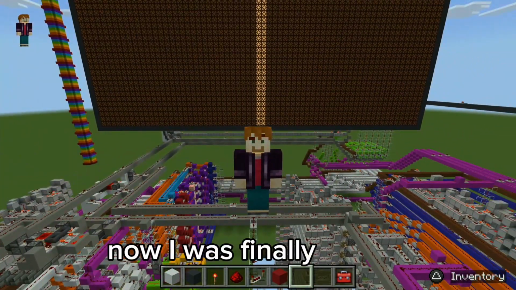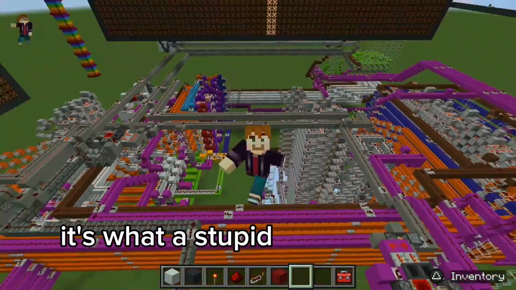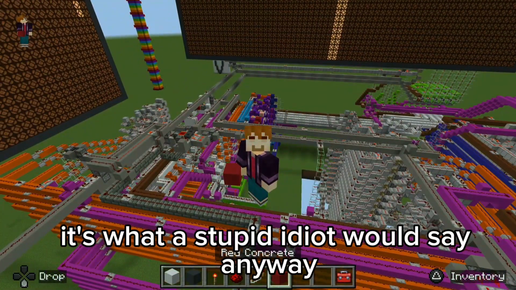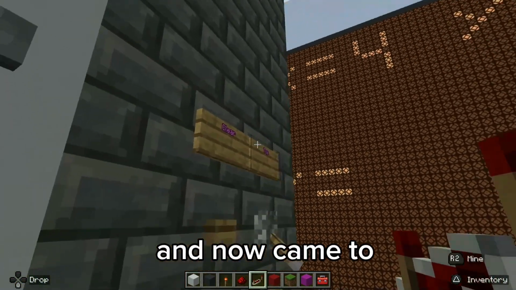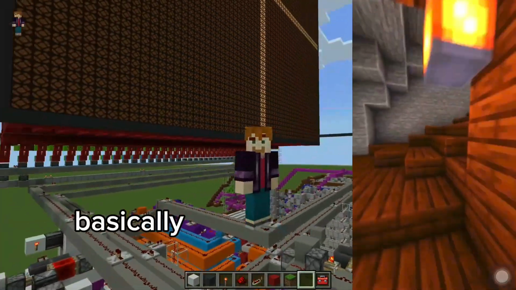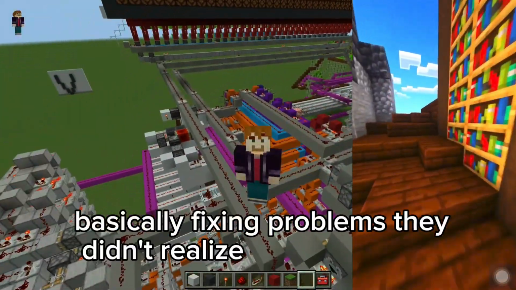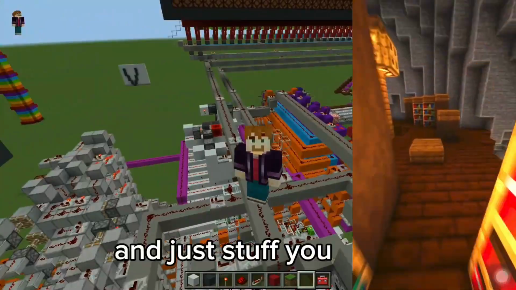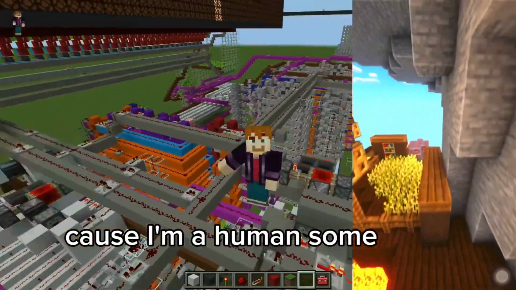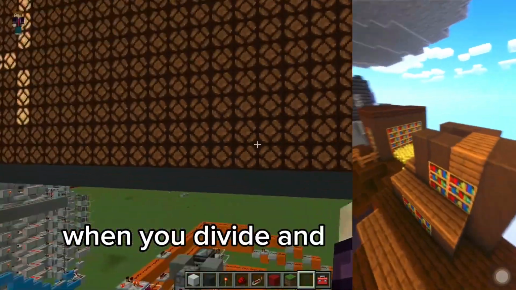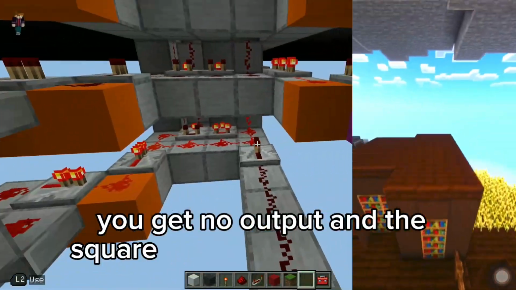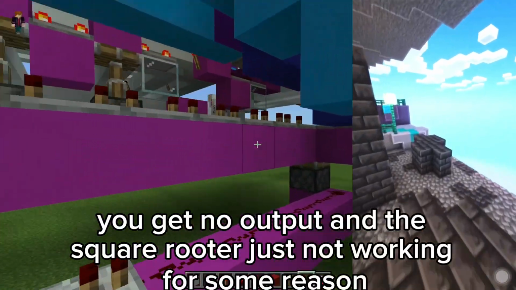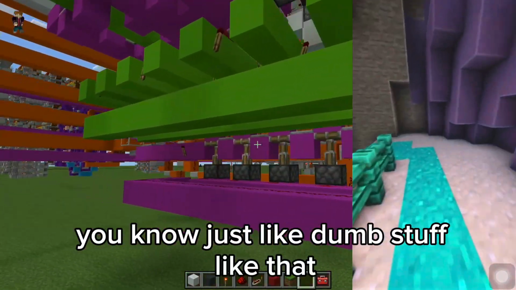Now I was finally finished, is what a stupid idiot would say. Anyway, let's do the first attempt. It obviously did not work, and now came bug fixing. Basically, fixing problems that you didn't realize were going to be problems, and just stuff you forgot because I'm a human. Some of the notable ones were when you divide and don't get a number bigger than 1, you get no output, and the square rooter just not working for some reason, just like dumb stuff like that.